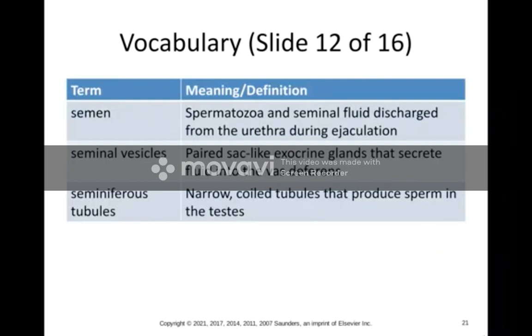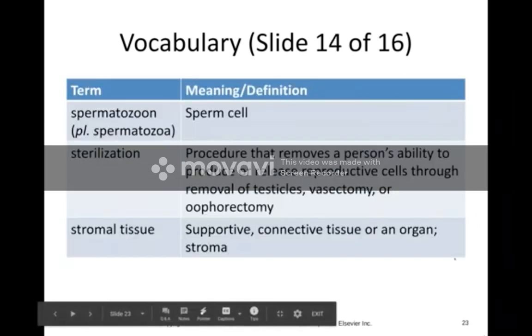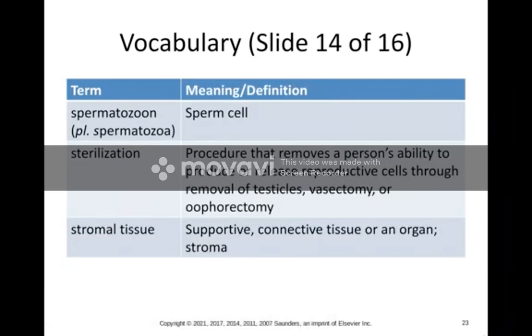Semen contains spermatozoa and seminal fluid that's discharged from the urethra during ejaculation. The seminal vesicles are exocrine glands. There's a pair, they're sac-like. They secrete fluid into the vas deferens. The seminiferous tubules are narrow coiled tubules that produce sperm in the testes. Spermatozoon, which is a single sperm cell, and then plural would be spermatozoa.